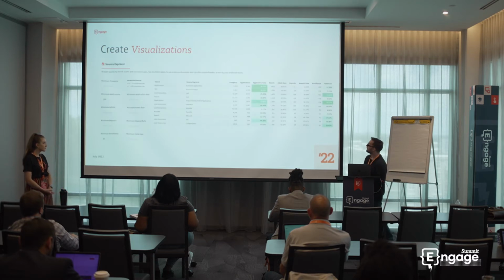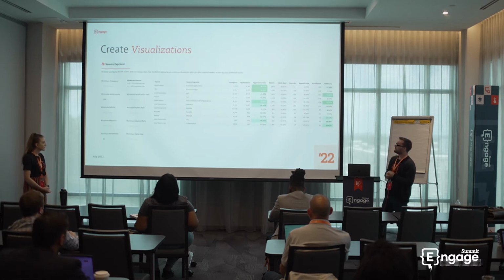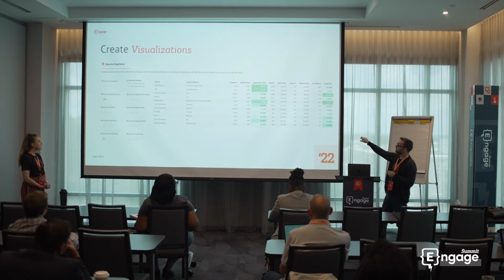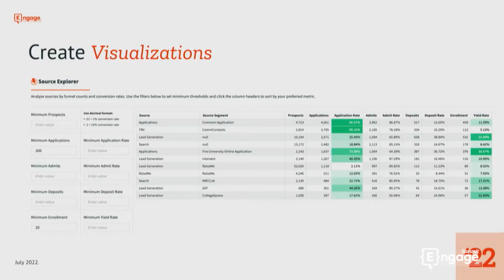What that looks like, I apologize that this one's a little bit small, but each of these rows that you see on the table on the right is a single source. Within a single source segment, it has the funnel stages along with conversion rates in the funnel stages. The left hand is a different form of those controls where you can set minimum thresholds.